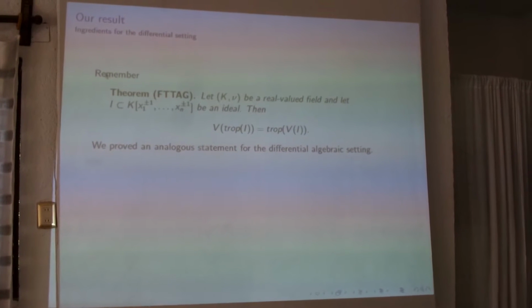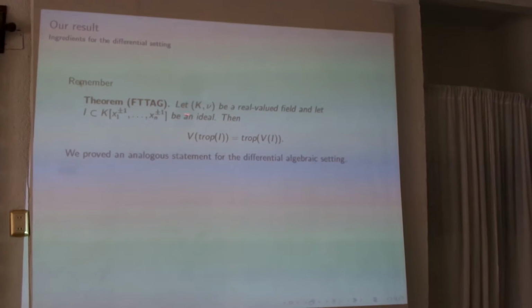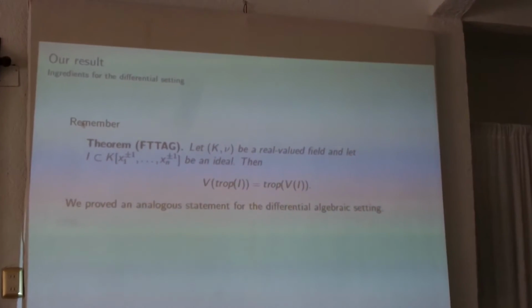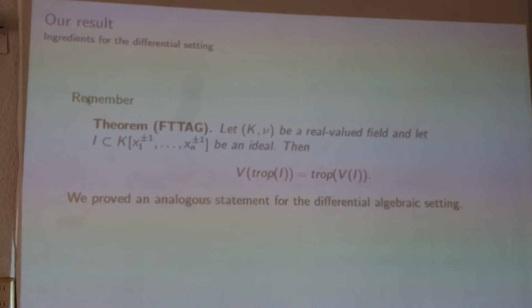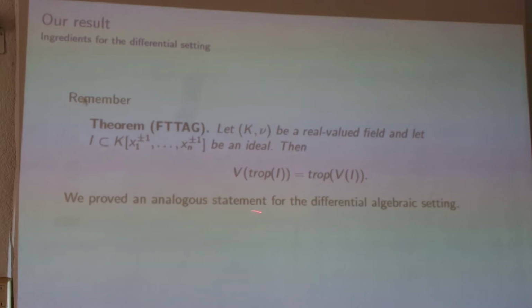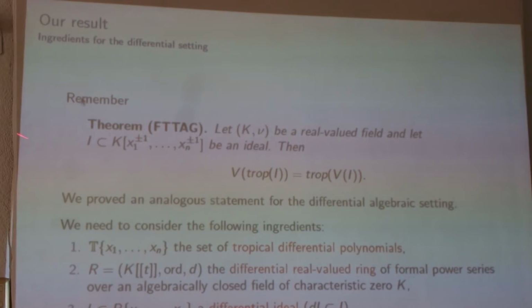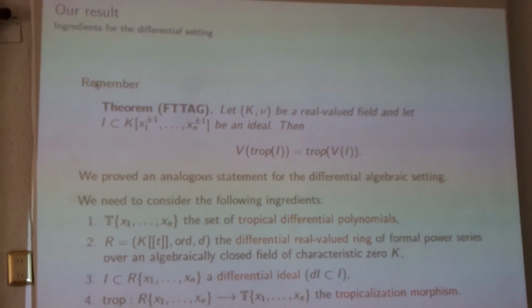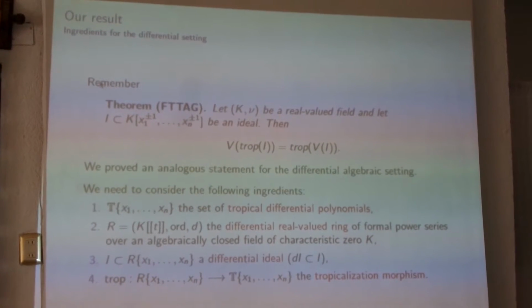So I will now switch to the differential part. So remember, this is the theorem. You take your real valued field, and you take an ideal inside the ring of Laurent polynomials. Then the tropicalization of the variety consists of the non-Archimedean amoeba of the closed subscheme. What we did is to prove an analogous statement for the differential algebraic setting. This is, we need to consider these ingredients. We have to define the set of tropical differential polynomials. I will do it in a minute.